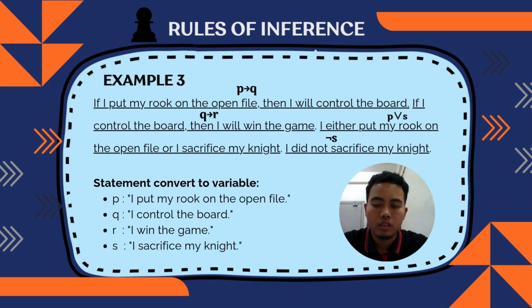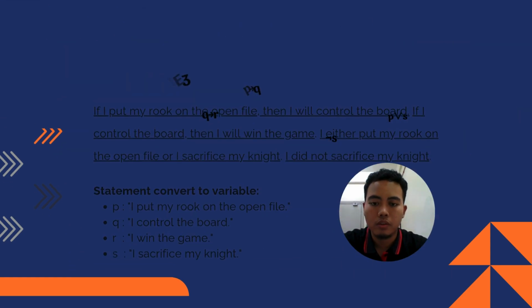Each sentence is a compound statement, so we can convert it to variables connected by a logical operator. The first sentence we can convert to P implies Q. The next sentence we can convert to Q implies R, and the next sentence to P disjunction S, and the last sentence to not S. After the conversions, we can apply the rules of inference to the question.